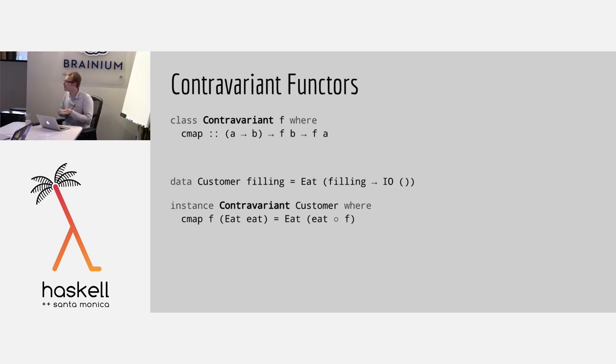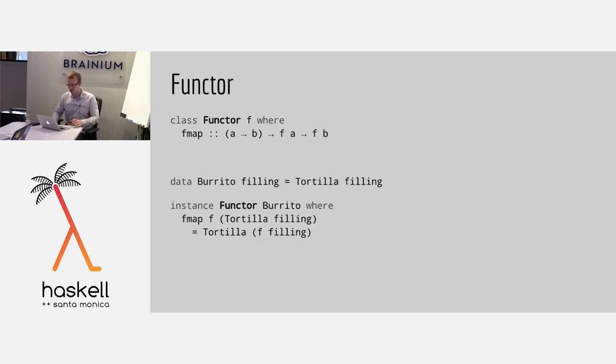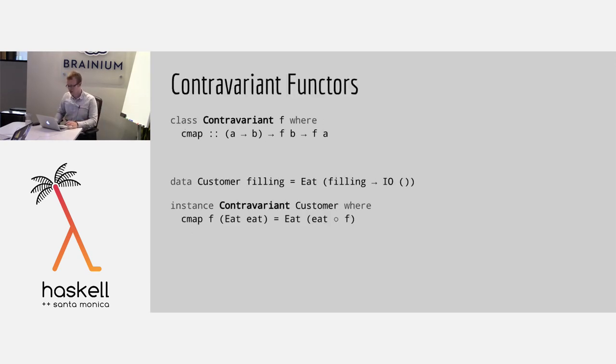So are normal functors covariant? Yes, normal functors are covariant. Covariant just means the co is meaning together, right? Like the arrows go together in the same direction. It's A to B and F of A to F of B. But in the contravariant case, they go the other way around. We flip the arrows on one side, right? So we have an A to B, but now I have an F of B, and I give you back an F of A, okay?